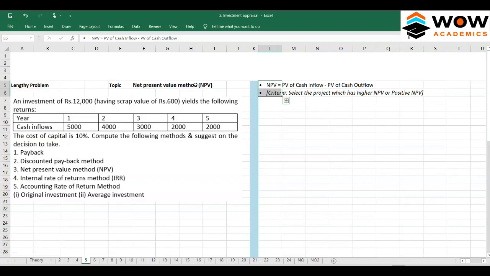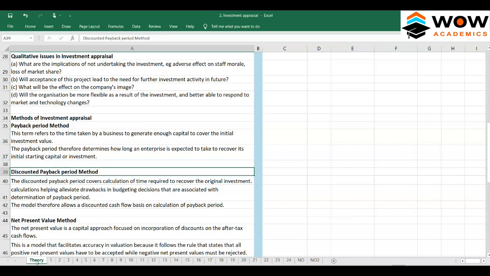It is called the net present value method. This is one of the most important methods in the entire investment appraisal problems. So ensure that you understand this thoroughly. We'll start from the theory.